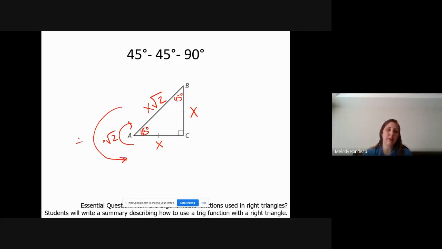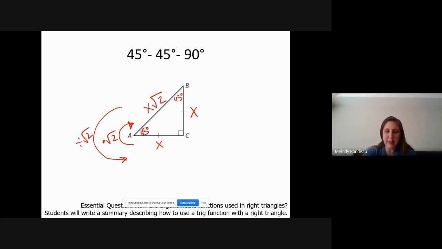Then to go backwards, we would divide by the square root of 2. So that kind of gives you that relationship. These relationships, again, are going to be used all over the place. So when you see an isosceles right triangle, if you know one leg, you know the other leg has to match. And then the hypotenuse, you just multiply by the square root of 2.